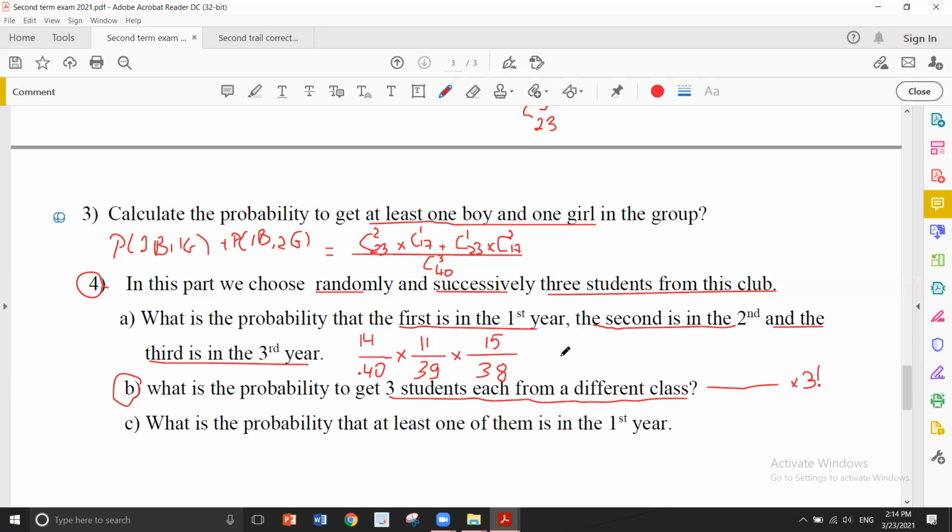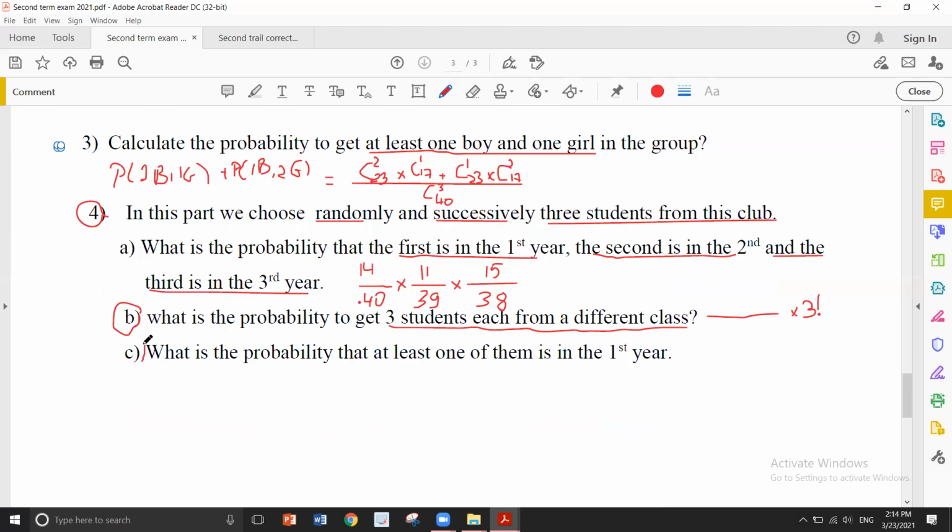Whenever the order is mentioned, in part A he mentions the order, so we don't multiply. But in part B, the order is not mentioned, so we multiply by 3 factorial.